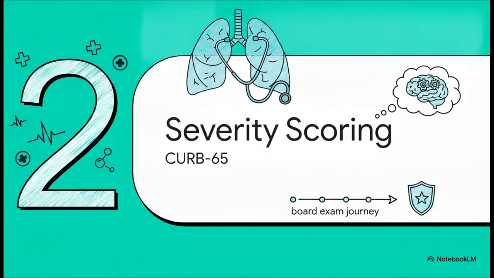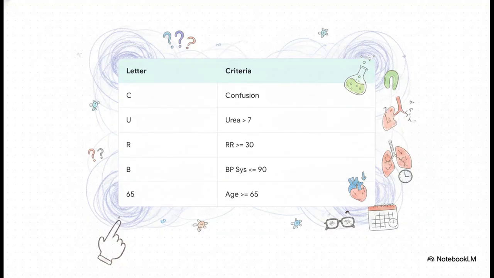Moving right along, let's hit Section 2, Severity Scoring, specifically looking at CURB-65. Knowing when to actually admit a patient is a guaranteed question on your boards. So let's break down this mnemonic so it literally anchors permanently in your working memory. Memorize this table because every single criterion grants a point, and that total dictates whether your patient can safely go home or needs an immediate hospital admission.